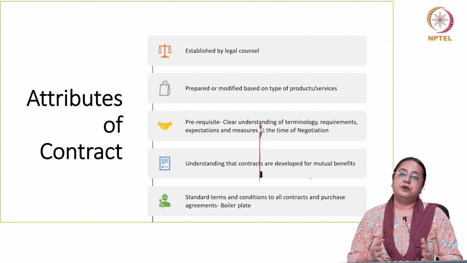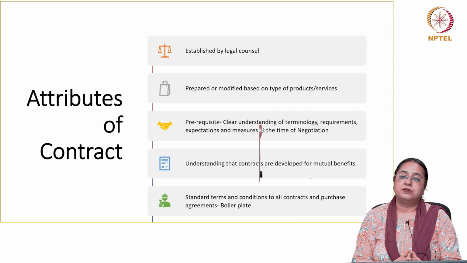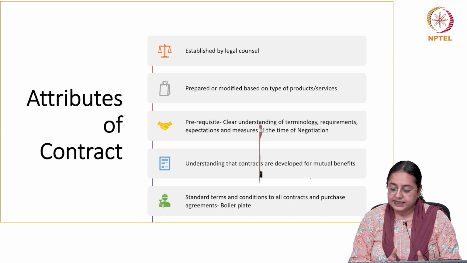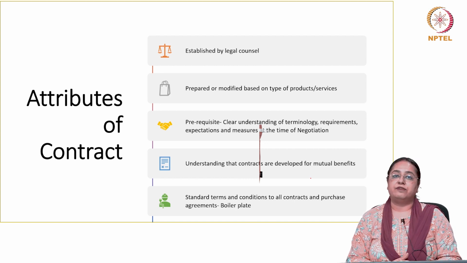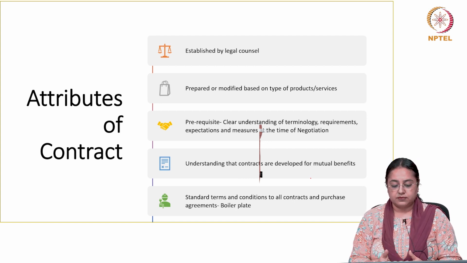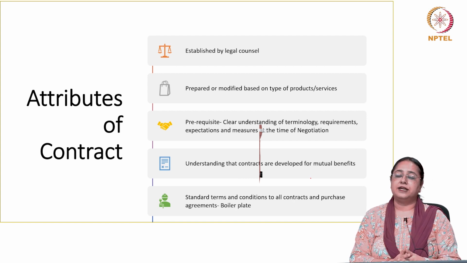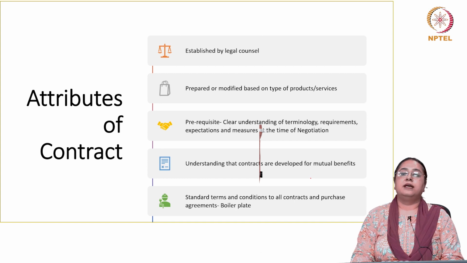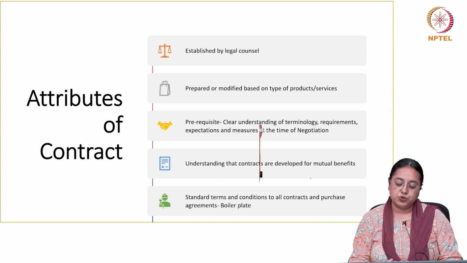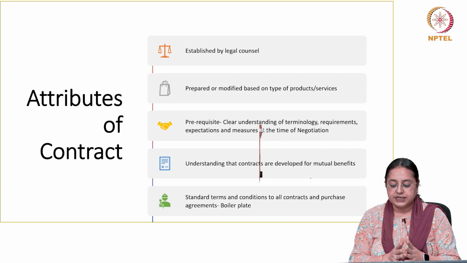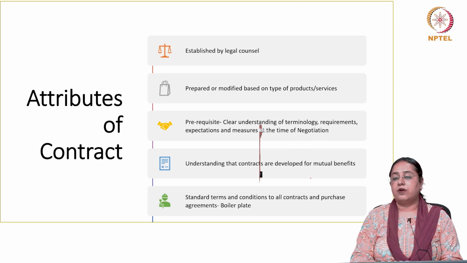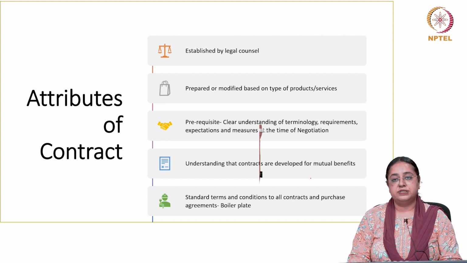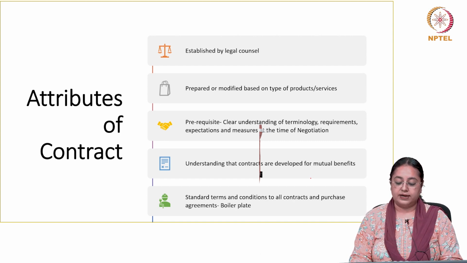So companies can take inputs from the negotiation, but they should do the negotiation in the right manner. Understanding that contracts are developed for mutual benefits is very important. As we have already seen in the last slide also, the main aim of the contract is that it should be mutually beneficial. And some standard terms and conditions to all contracts and purchase agreements are common, right? We also call it boilerplate.